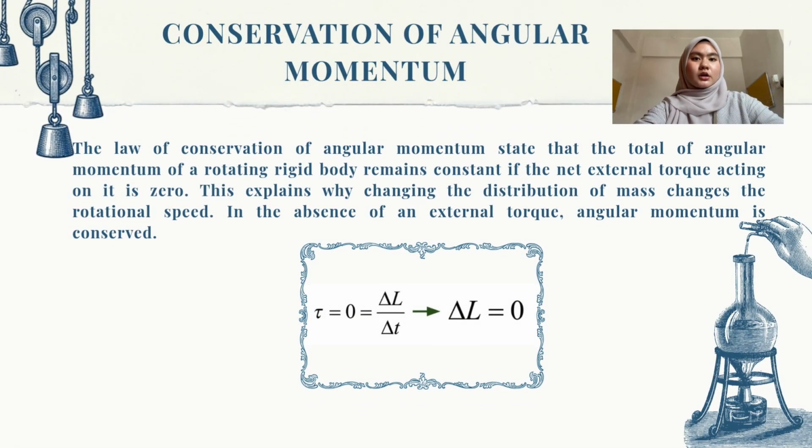Lastly, we will talk about conservation of angular momentum. The law of conservation of angular momentum states that the total angular momentum of a rotating rigid body remains constant if the net external torque acting on it is zero. This explains why changing the distribution of mass changes the rotational speed. In the absence of an external torque, angular momentum is conserved.